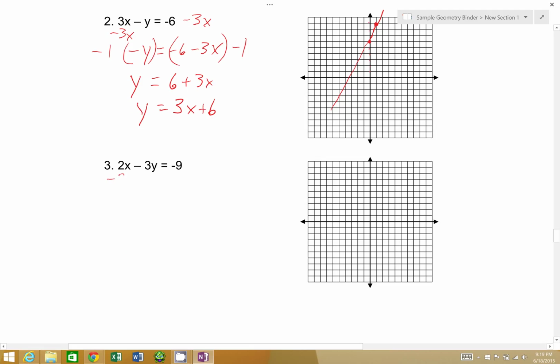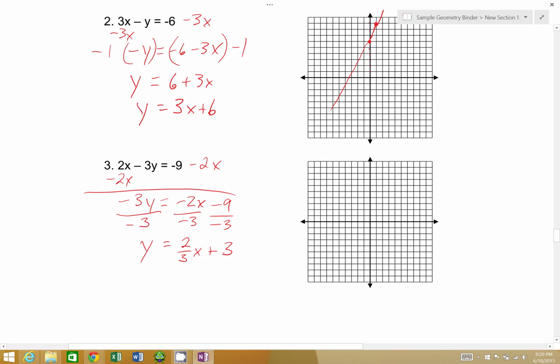Subtract 2x from both sides. And I get negative 3y equals negative 2x minus 9. The next thing I'm going to do is divide everything by negative 3 to solve for y. Divide by negative 3. Notice my negatives cancel out, so I have 2 over 3x plus 9 divided by 3 is 3.